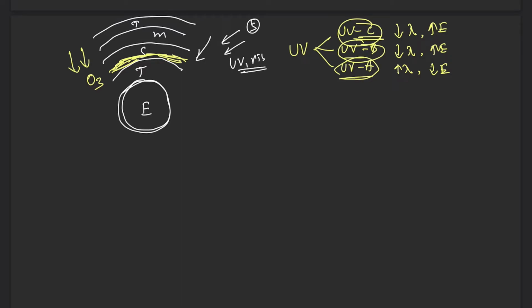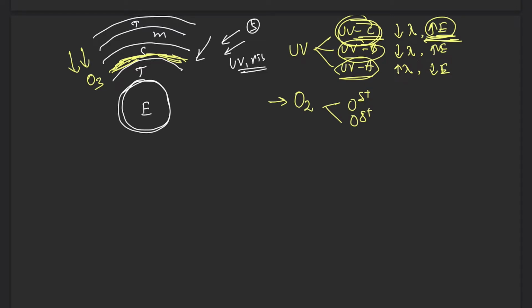But UVC cannot enter our troposphere. What happens to UVC? UVC is having higher energy level. So in the stratosphere, whatever oxygen molecules are there, UVC breaks down these oxygen molecules to form nascent oxygen. In the upper atmosphere or stratosphere, UVC has a higher energy level, and it strikes the oxygen molecule and breaks down the oxygen molecule to nascent oxygen.